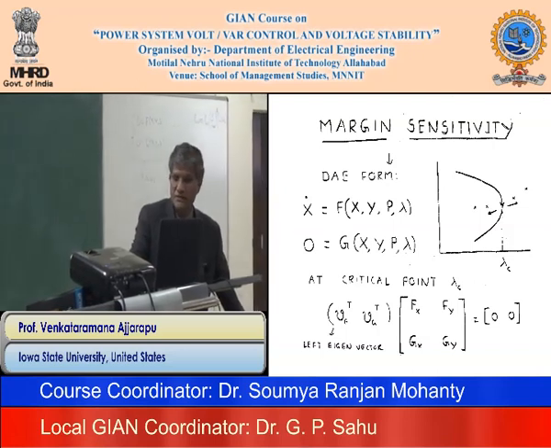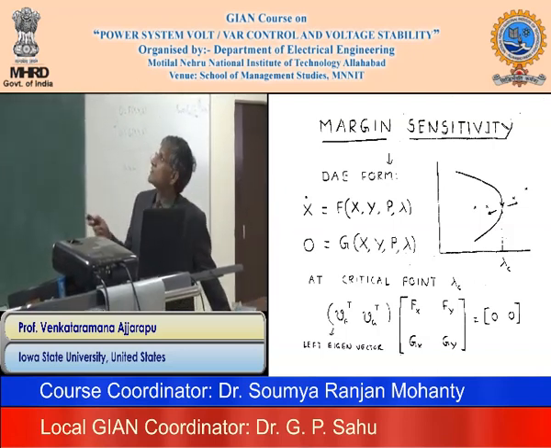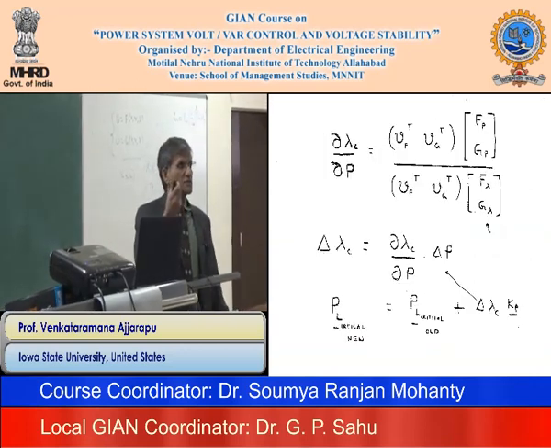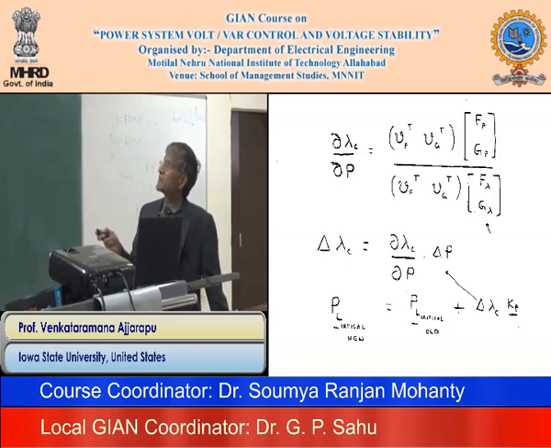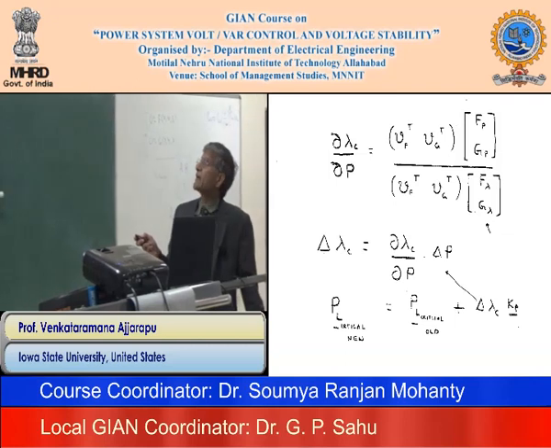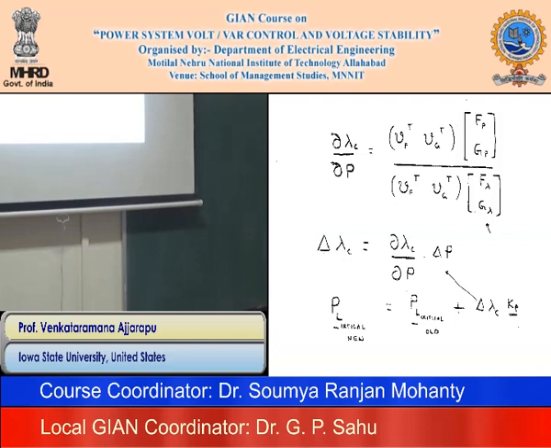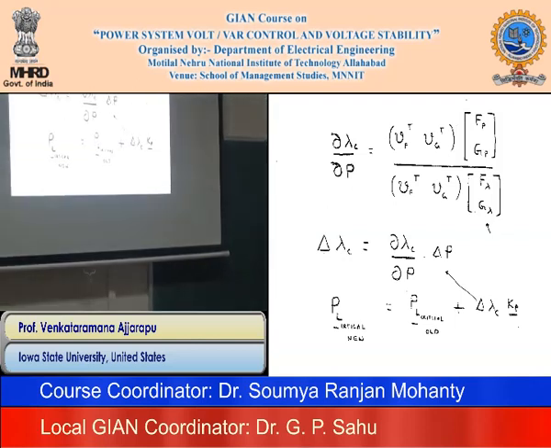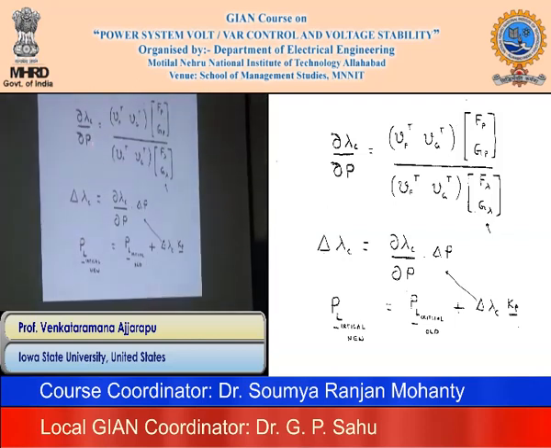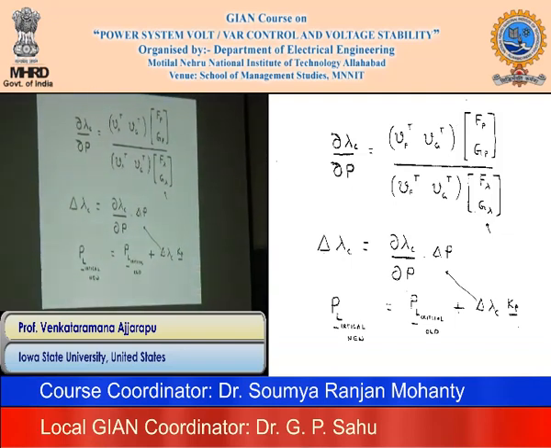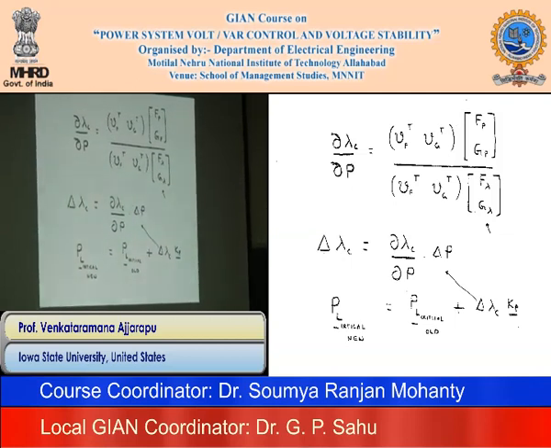So how is that changing? Now I want to see lambda c, that is the critical lambda, right? I want to see how that is changing with respect to a parameter. P is not real power, it is any parameter you want to use. For example, because I am using a DAE, sometimes V reference, I think in Europe they do that. They control the reference voltage of generators.